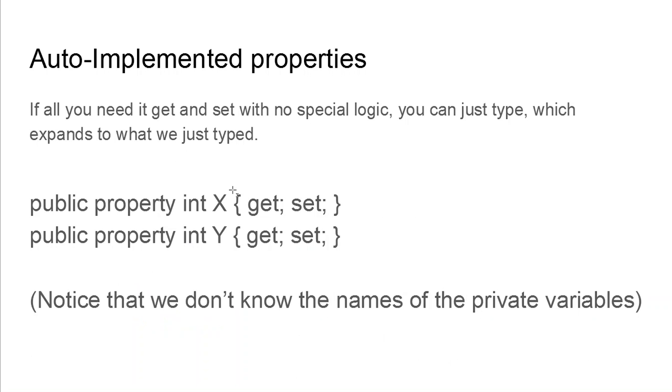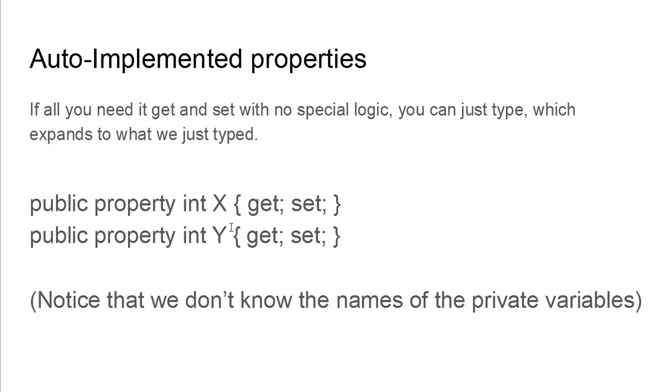All right. So if you wanted to write a property that didn't have any particular get or set logic, it was just like a plain old vanilla getter and setter, it didn't do any validation or anything like that, you can just type prop tab, and then it'll stub out a property like this that just has get semicolon and set semicolon. This is called an auto implemented property, and what it does is it creates a private variable for you that is associated with X, and it would create a private variable here that's associated with Y. We have no way of knowing what the names of those variables are.